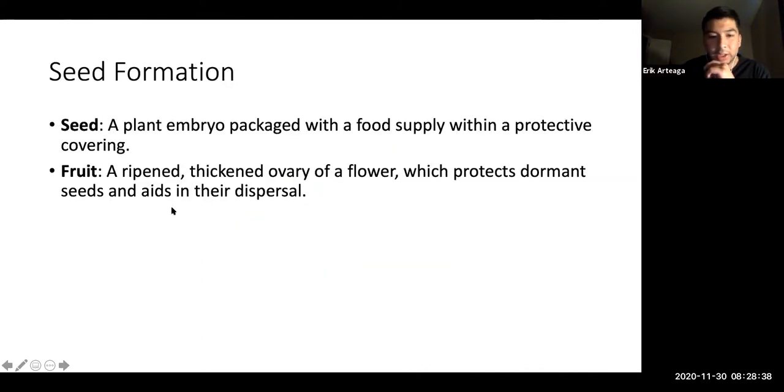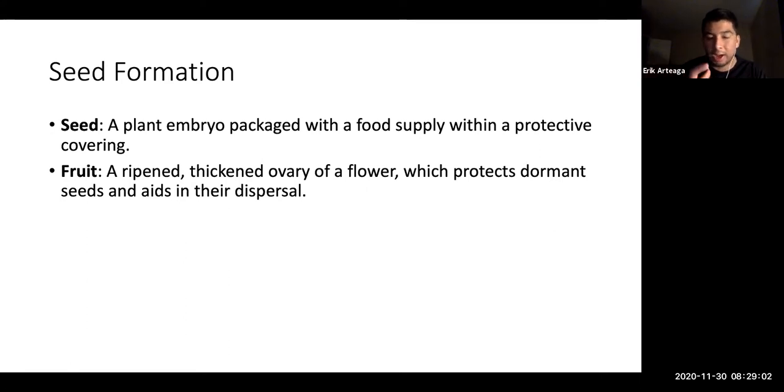So the aiding in dispersal part means that with fruit development, there's going to be an organism that comes and eats the fruit and then either poops out the seeds or drops the seeds somewhere. And that's common, right? Angiosperms have developed this mechanism to incorporate mammals or other types of organisms in seed dispersal through fruit. We like fruit, we consume fruit.